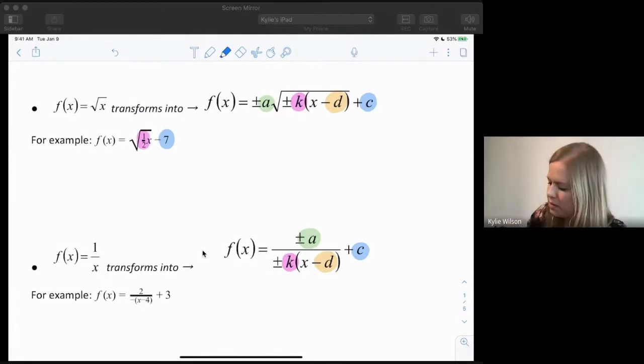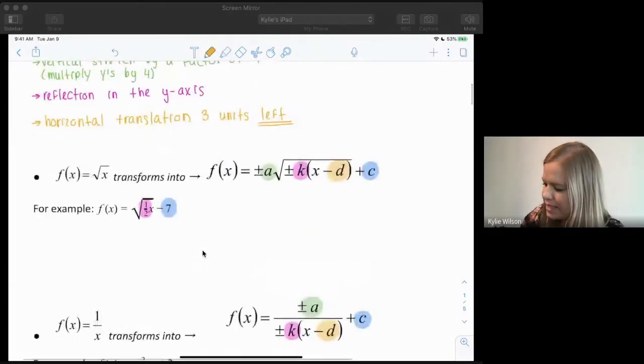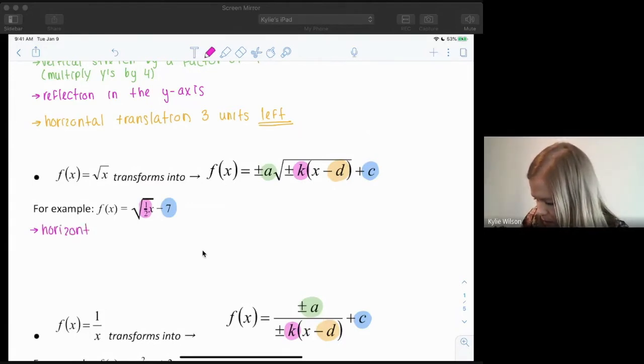So now, using that information, let's identify our transformations. We don't have an a value, so we just don't worry about that. Because we have a k value, we look at the sign, it's positive, so we don't need to worry about any reflections. But because we have a value of 1/2, we have a horizontal compression.